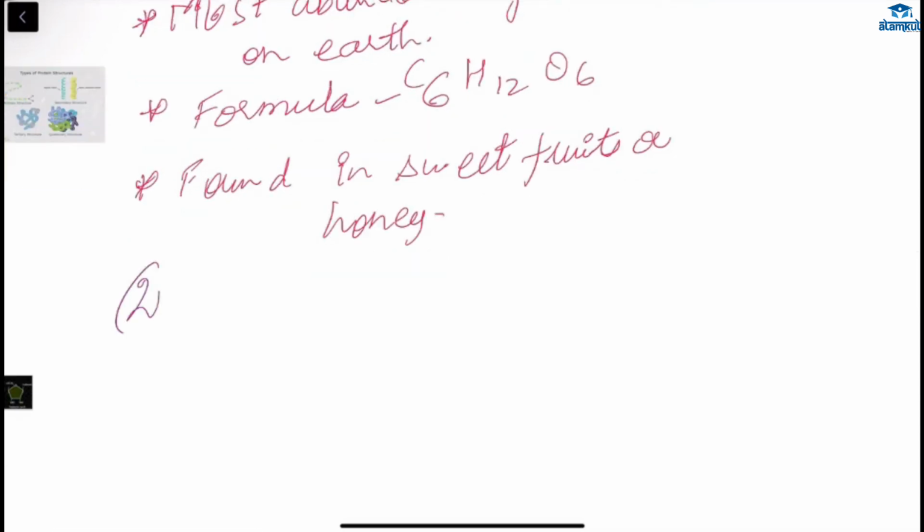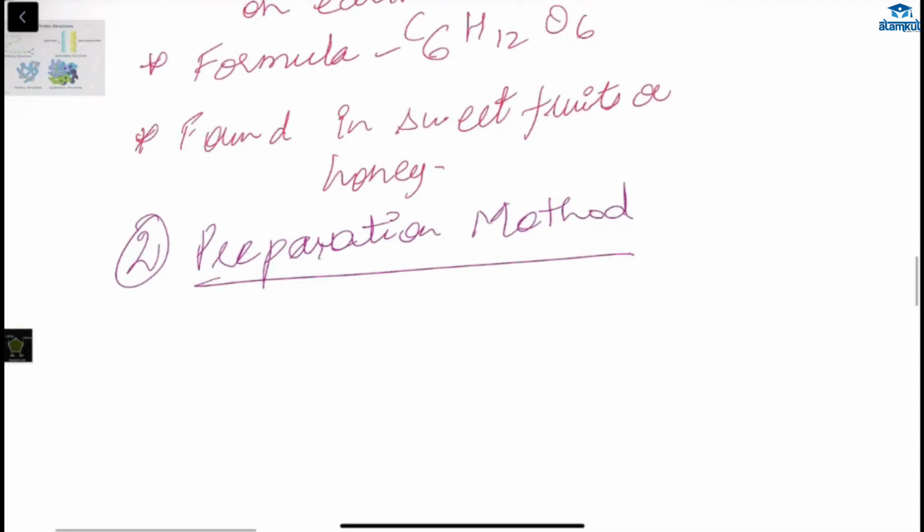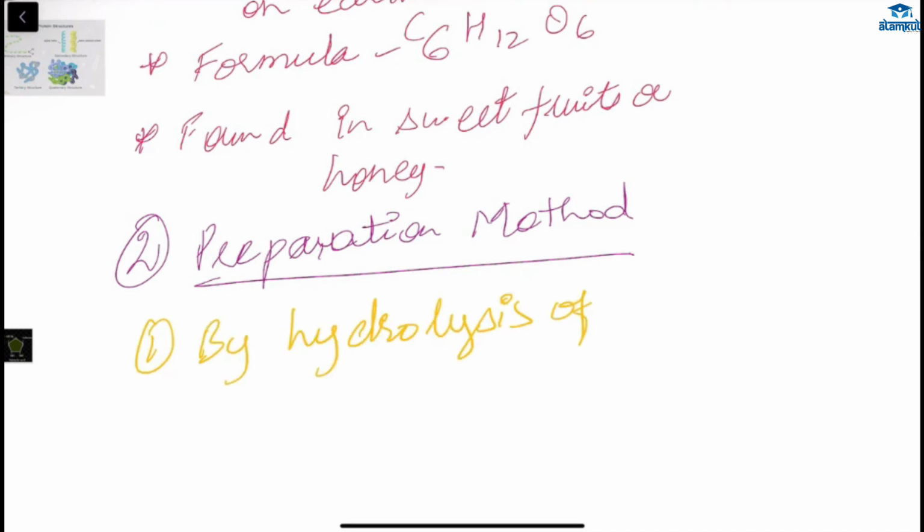Two preparation methods are there. The first one is simple: directly hydrolyze the polysaccharides. Polysaccharides are basically starch or cellulose. If we hydrolyze the starch or the cellulose, then it will ultimately give n numbers of glucose. The first method is by the hydrolysis of sucrose, sorry, starch, not sucrose, starch or cellulose.